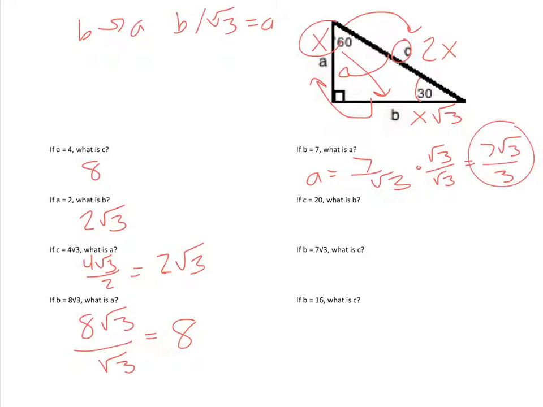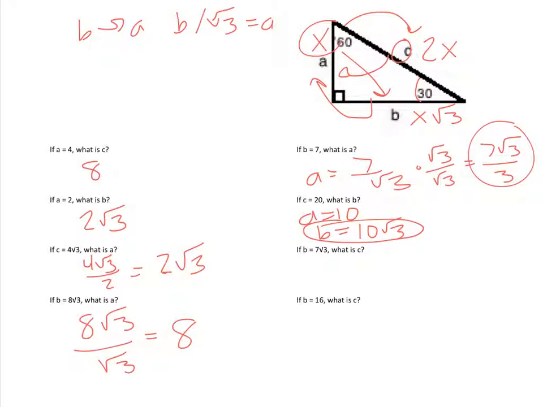If C is 20, what is B? So here it's easier to go to A first. So if C is 20, A is 10. It's always half of what C is. And then I go to B, we always just take A and multiply by the square root of 3. That's our rule. So B equals 10 square roots of 3.